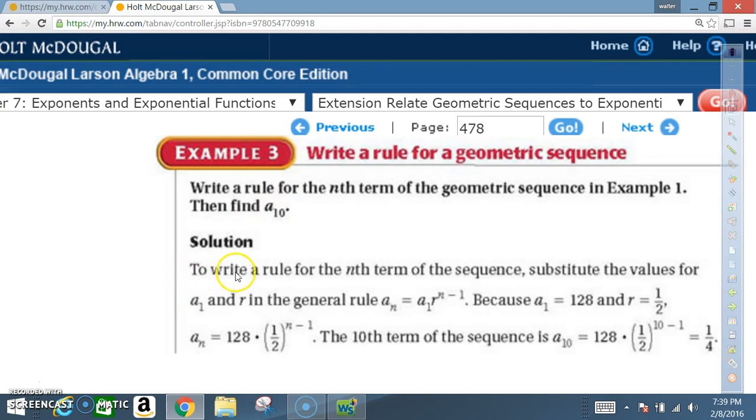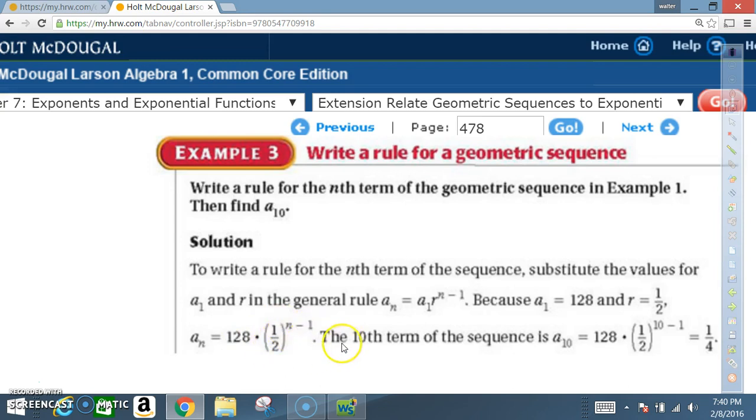Solution. To write a rule for the nth term of the sequence, substitute the values for a sub 1, that's the first term, and r, that's the common ratio, in the general rule, a sub n is equal to a sub 1 times r to the n minus 1. Because a sub 1 is 128, that's the first value, and you found the common ratio to be 1/2, you end up with a sub n is equal to 128, that's your initial value, times 1/2, that was the common ratio, raised to the n minus 1.